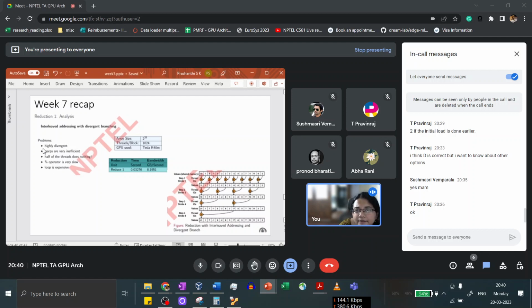So it is definitely very highly divergent, and the warps are also inefficient, because in a given warp you don't have a lot of per thread activity. That's why in the later optimizations we try to do more work per thread. So the warps are inefficient. Additionally, at every iteration half the threads do nothing, right? So that's also a problem.